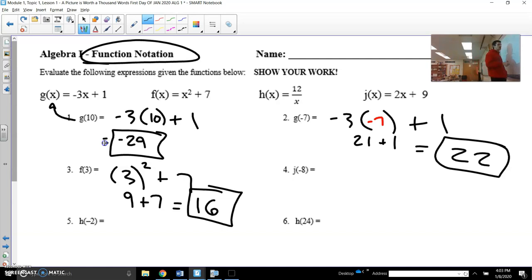J of -8. So I'm going to look for a different function. I'm looking for j of x, which is 2x plus 9. And if you notice, I replace x with this parenthesis. I'm creating a space where I can input the value -8 in for x. And this is just really going to make sure that I calculate things very carefully and correctly.